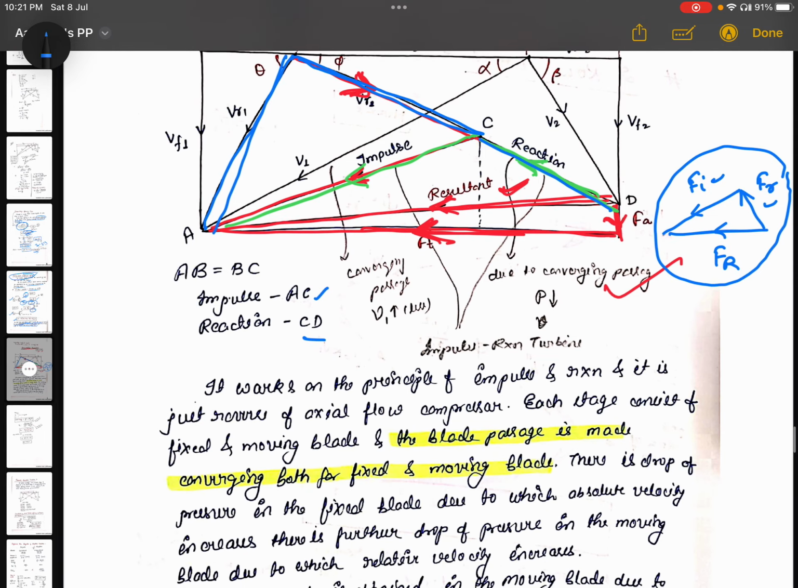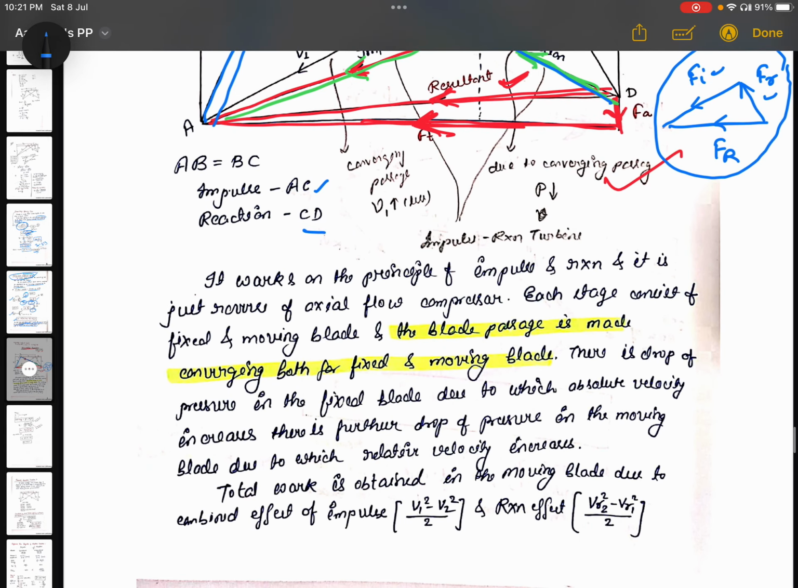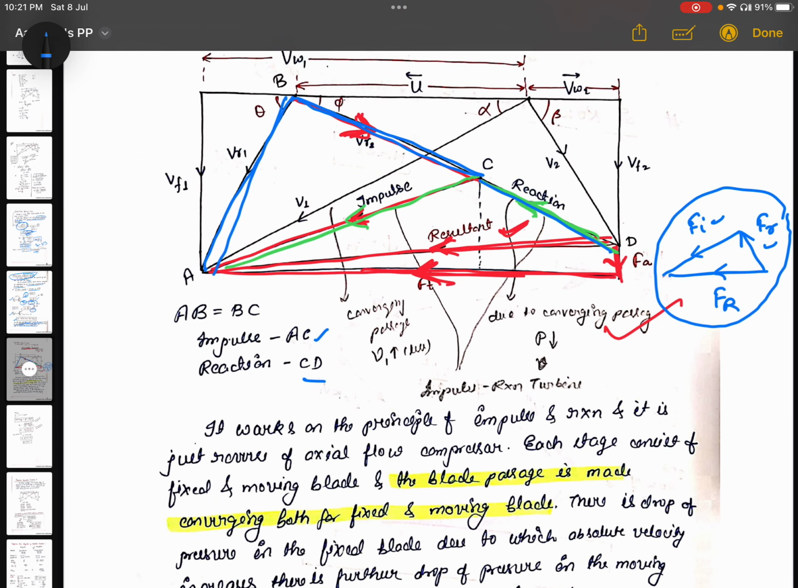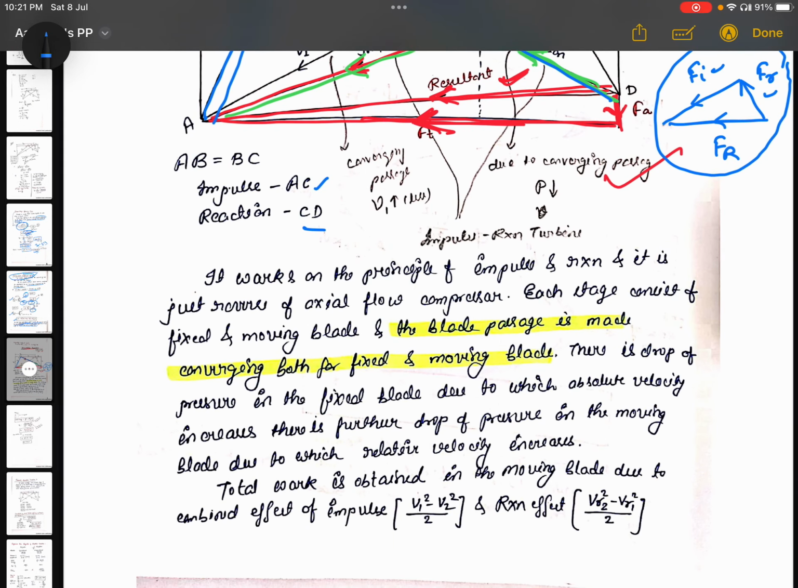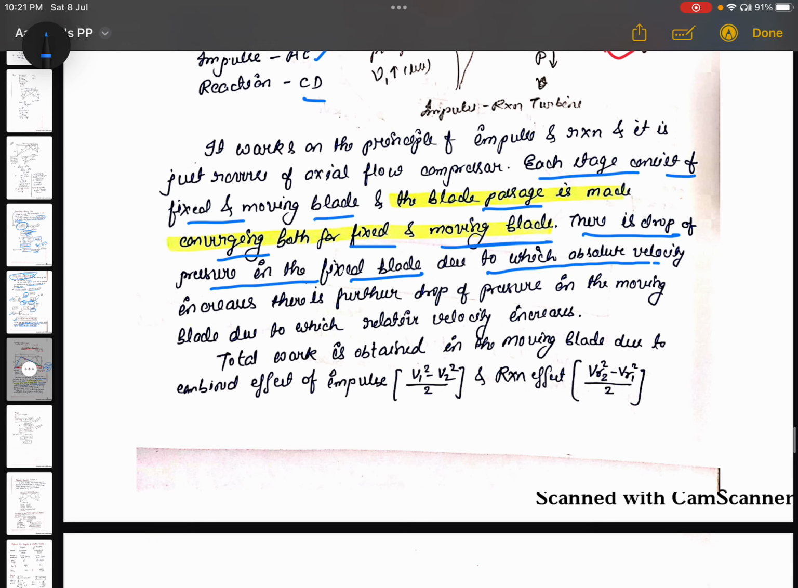It works on the principle of impulse and reaction, and it is just the reverse of axial flow compression. Yes, of course. The reaction turbine works on the reverse principle of compression, and each stage consists of a fixed and a moving blade, and the blade passage is made converging for both fixed and moving blades. There is a drop of pressure in the fixed blade due to which absolute velocity increases. There is a further drop of pressure in the moving blade due to which relative velocity increases.